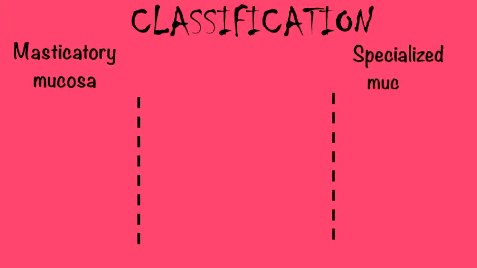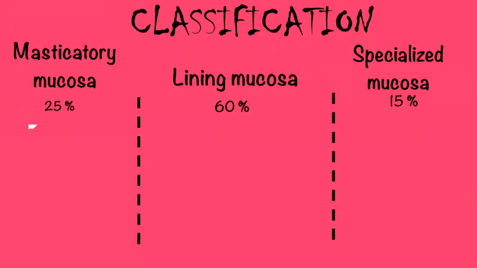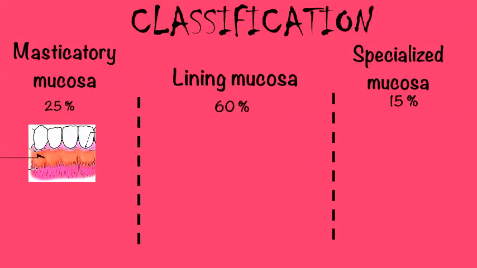Our oral cavity consists of 3 types of oral mucosa. First one is masticatory mucosa. It comprises 25% of oral mucosa membrane, and it includes gingiva and hard palate.